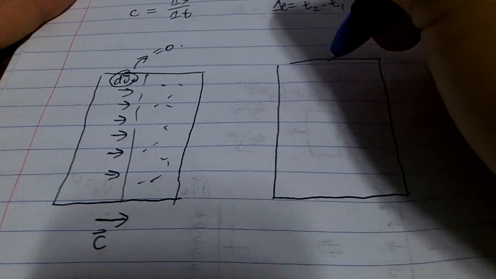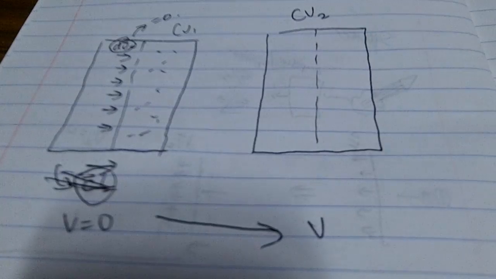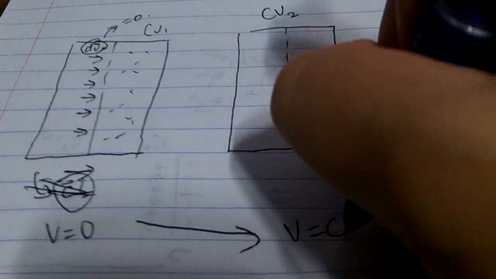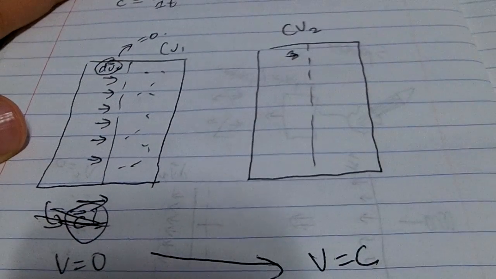And you want to redraw this diagram, this control volume. You want to make it moving at the speed of sound, but this is not actually the speed of sound. I mean, this reference frame, control volume 1, is not moving at the speed of sound, but we want to simplify it here. So this is v equals 0. And we want to move this here so that the control volume is actually moving at the speed of sound.